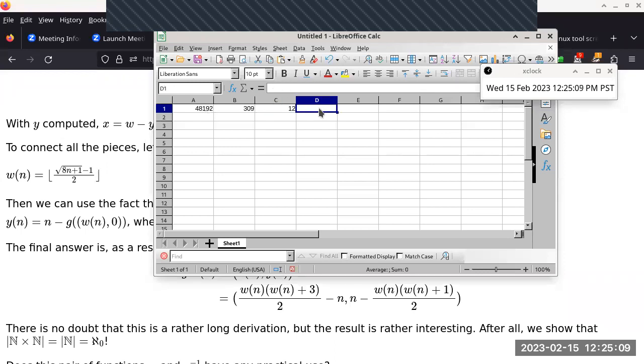And then the other one is just using this one here. So it would be A1 minus B1 times B1 plus 1, the whole thing divided by 2, and it is 297. I vaguely remember 297. So we're good so far.